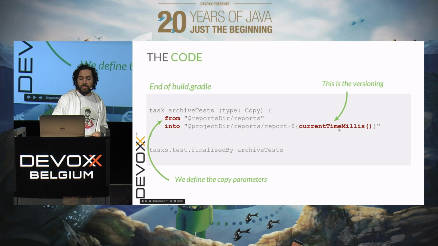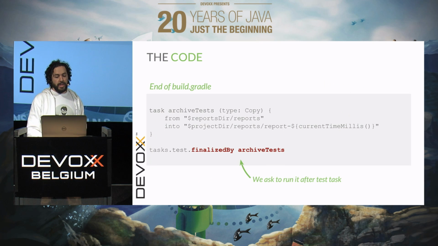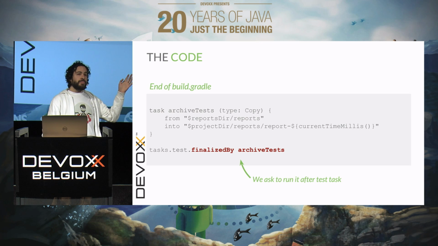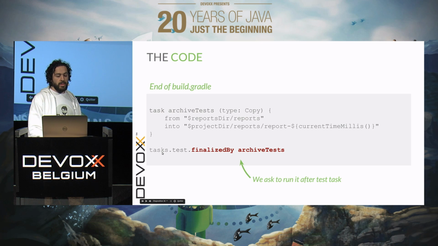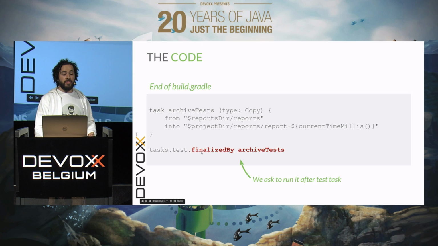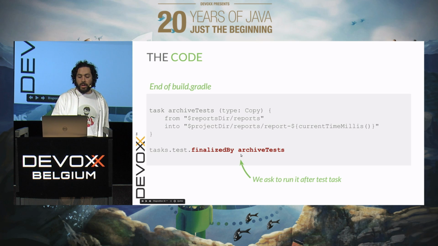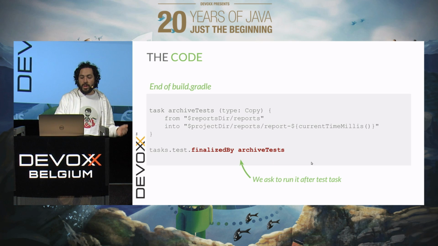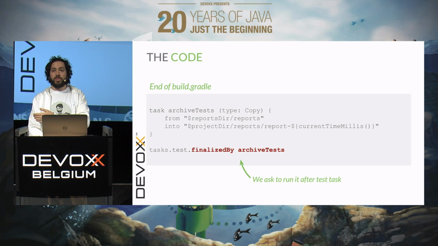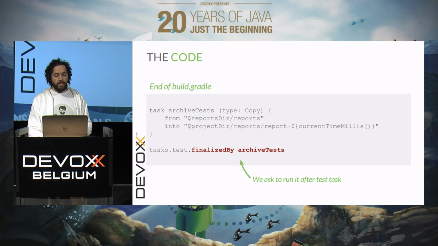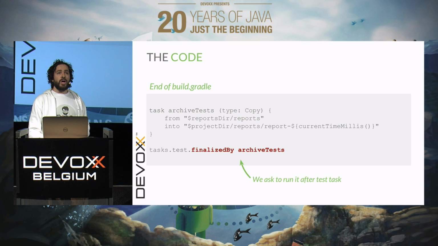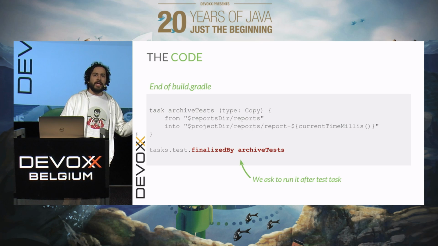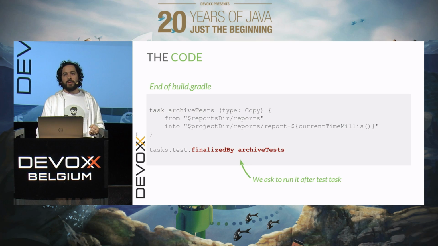Then we take this new task and make it the finalizer of the test task using tasks.test.finalizedBy, pointing to archiveTests. So basically, when the test task finishes, archiveTests will be launched. Okay? That's very simple. And we will see together how to make it more complicated, but for good reasons.